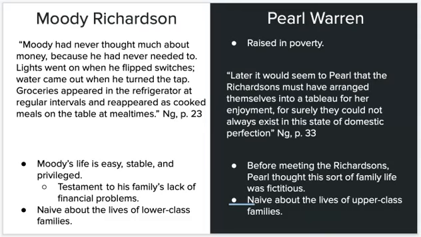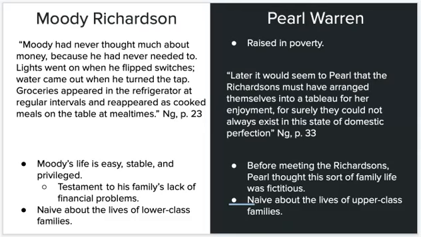About Pearl's first encounter with the Richardson family, Ng writes, "Later, it would seem to Pearl that the Richardsons must have arranged themselves in a tableau for her enjoyment, for surely they could not always exist in this state of domestic perfection." So here, Pearl is meeting the Richardsons for the first time, and because of her lack of experience with upper-class families, she thought they purposely staged themselves around their house for her benefit. She did not realize that people actually lived the way the Richardsons did. She thought that this sort of nuclear family was fabricated for entertainment purposes, portrayed on television, but completely unrealistic.